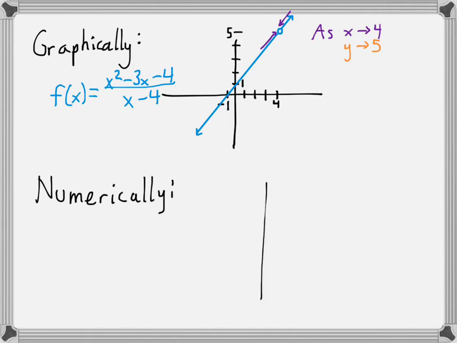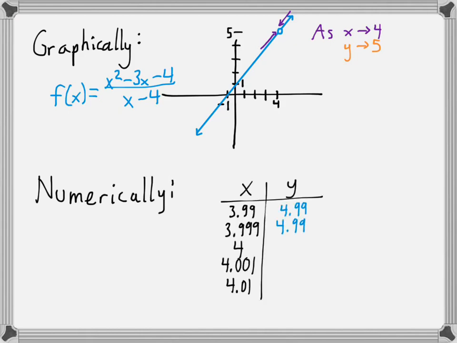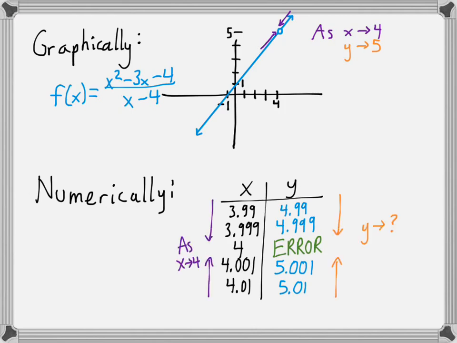Okay, numerically, let's look at a table. So I would want values close to 4 on either side on x, and here are the y values associated with them. Again, look how y is just x plus 1. Okay, so looking at it on the table, as x approaches 4, then what is y approaching? Well, it would appear from looking at the blue numbers that y is approaching 5.